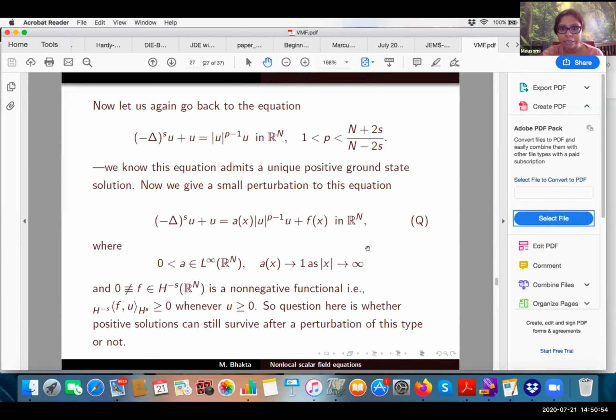So that is why it is the entire Rn, this equation. And that is why it is always Rn, because this equation is coming from the entire space Rn.